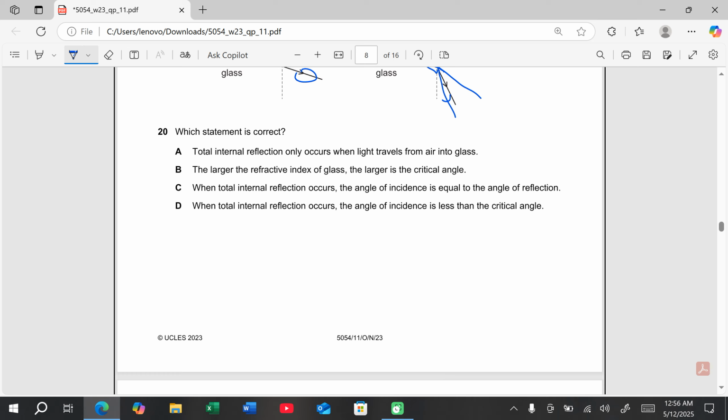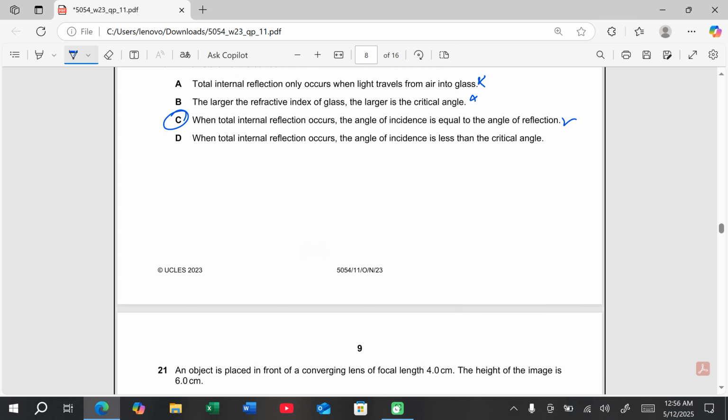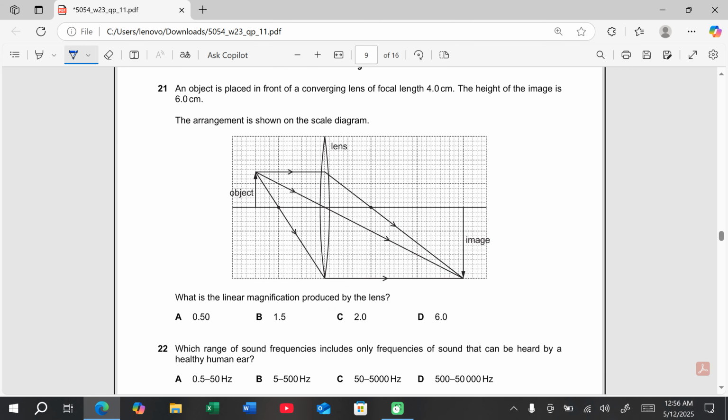Total internal reflection, which statement is correct? Total internal reflection occurs when light comes from air into the glass. That's wrong, it is the opposite. The larger the refractive index, the larger the critical angle. That is also wrong. When total internal reflection occurs, the angle of incidence is equal to the angle of reflection. Yes, that is the correct answer. When total internal reflection occurs, the angle of incidence is less than. That's wrong, so C is the right answer.